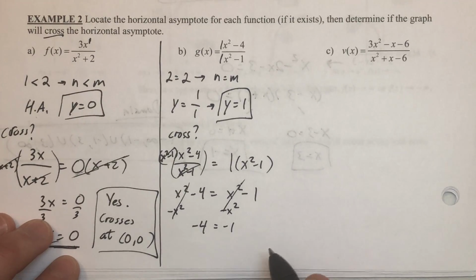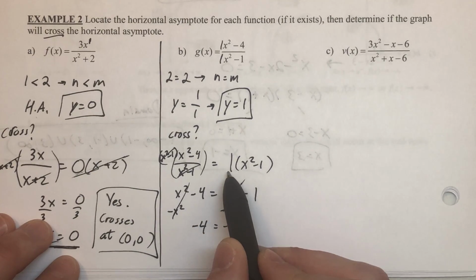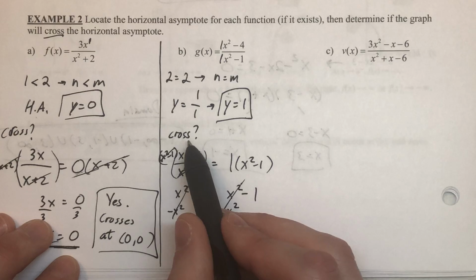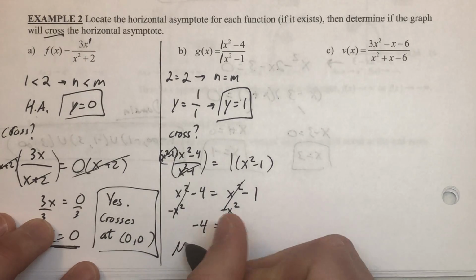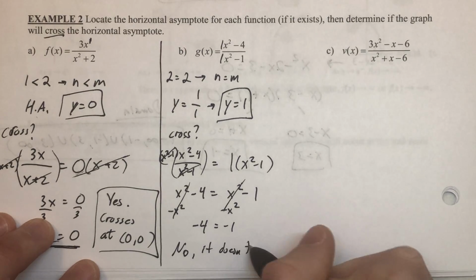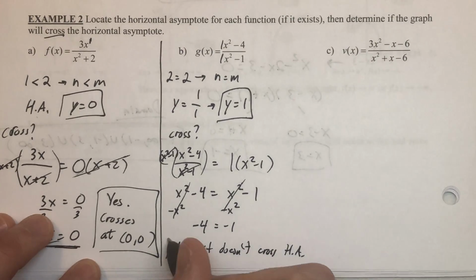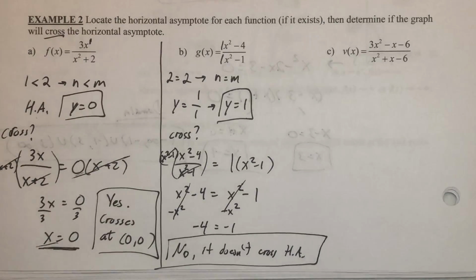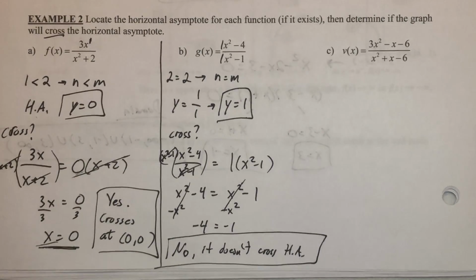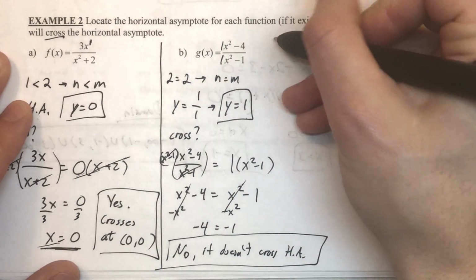Now I'm not going to write no solution, but what I will say is if this equation is never true, then that's exactly the answer we want to our question: no, it doesn't cross the horizontal asymptote, because we were not able to find an x value for which it would. The answer to does it cross is no, it does not.